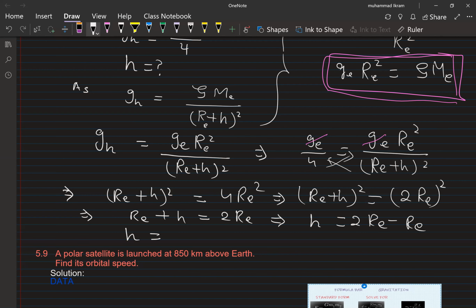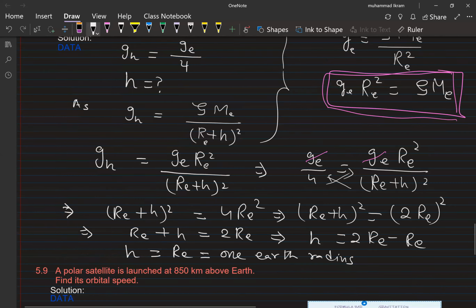So what does this mean? h is equal to Re, which is equal to 1 earth radius. So if you take the satellite at a height equal to 1 earth radius, the value of g will become 1/4. Now this is one way of solution.